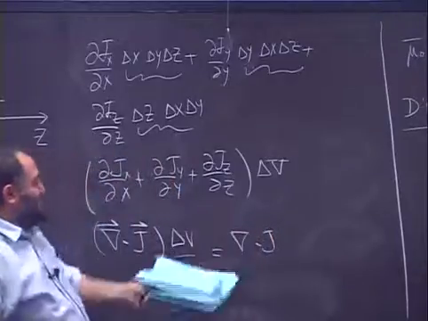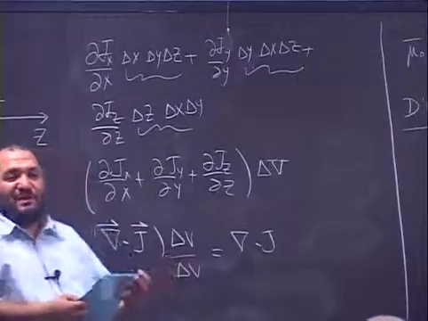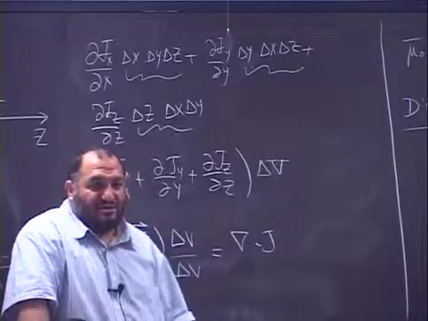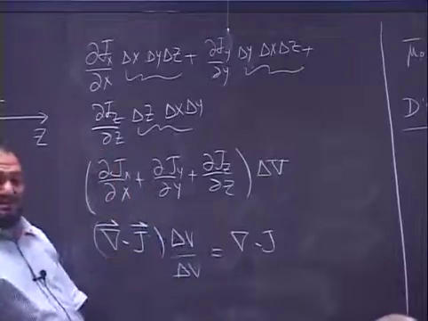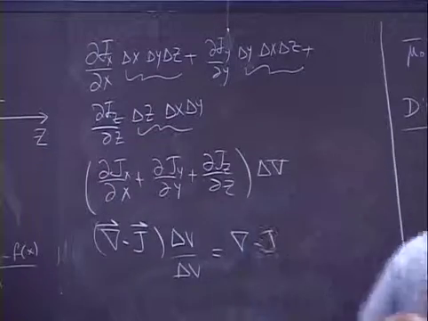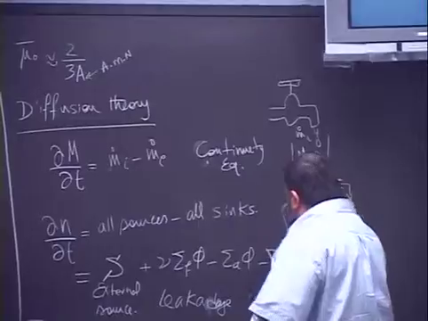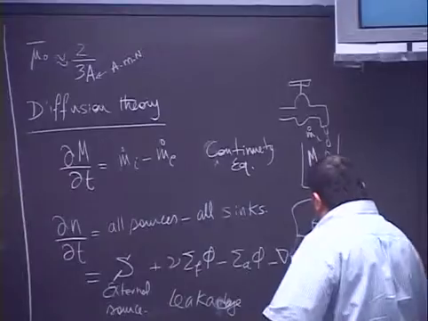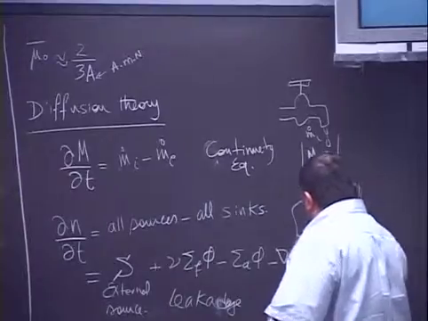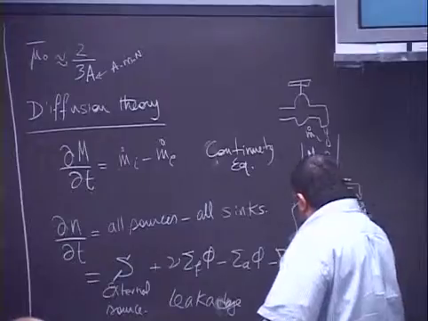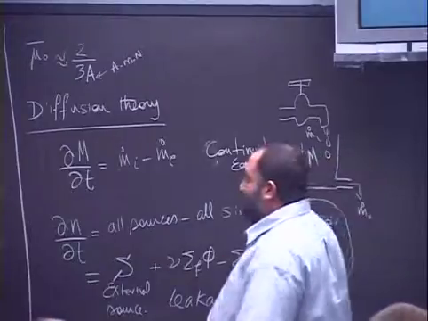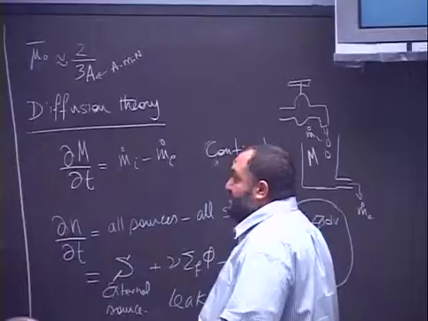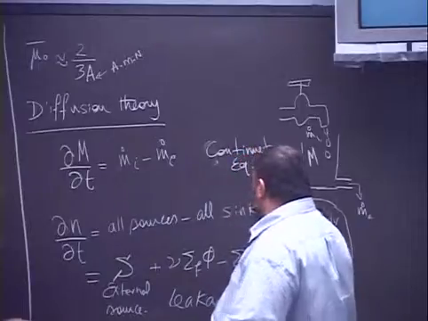So in this case, the leakage term is just what? The leakage is defined as the net flux out. So it will be just divergence what? Divergence J. So in this case, I will subtract divergence J here as the new term for the leakage. So now I have an equation that represents the diffusion equation.